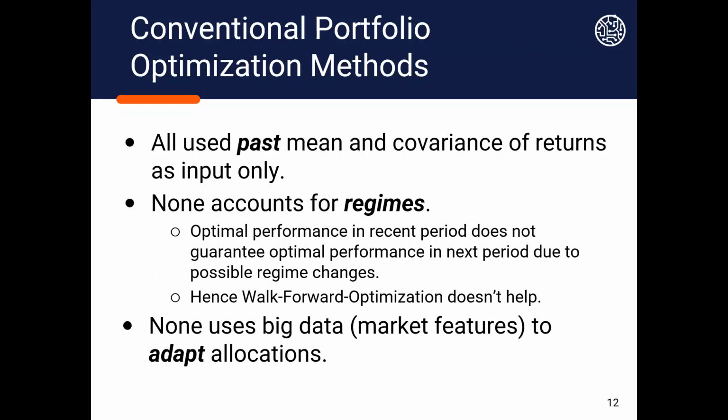There's nothing in common really between 2021 and 2022. So whatever was optimal in 2021 could hardly be less optimal in 2022. So walk-forward optimization usually doesn't work very well in combination with this kind of portfolio optimization method.